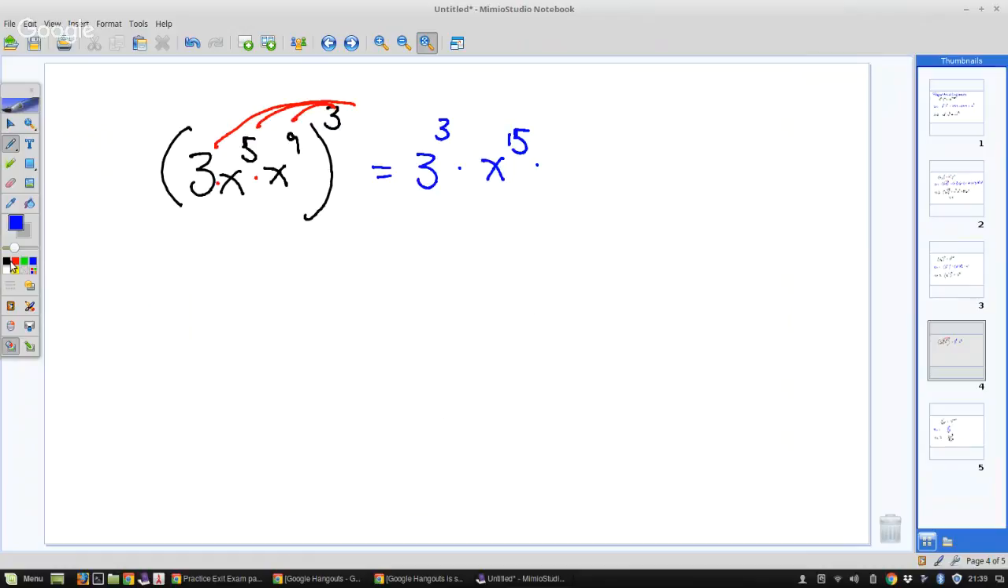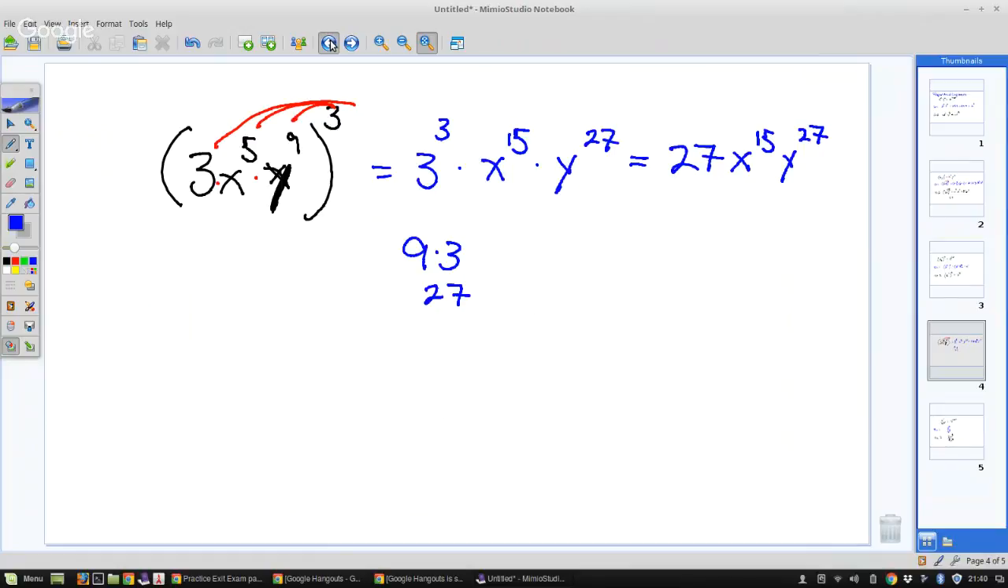And oops, that should have been a y there. And then I'm going to have a y to the 9th to the 3rd. Power to a power is multiplied, so that's going to be y to the 27th. And 3 to the 3rd is not too bad. 3 squared is 9. 9 times 3 is 27. So I could rewrite this top expression as 27, x to the 15th, y to the 27th.